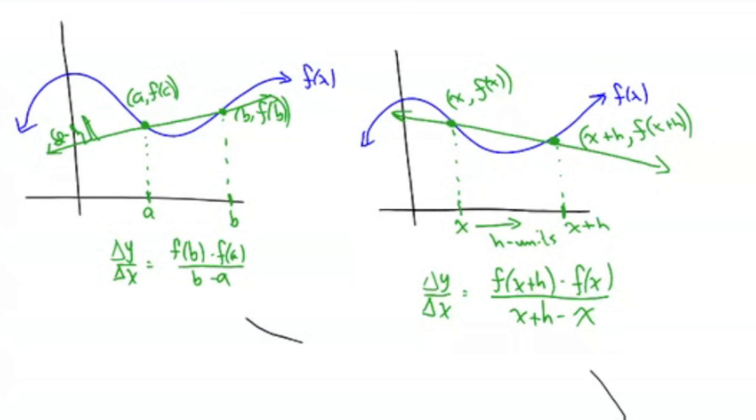Now, the average rate of change formula, I guess you could call it, has a subtraction in the top and a subtraction in the bottom. The nice thing about this one is when you do the bottom, you get x minus x, which is 0. And all you're left with is h. So this becomes f of x plus h minus f of x, all divided by h. This is called the difference quotient. Difference quotient.